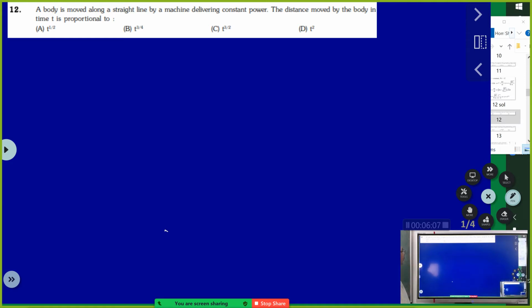A body moved along a straight line by a machine delivering constant power. The distance moved by the body in time t is proportional to.